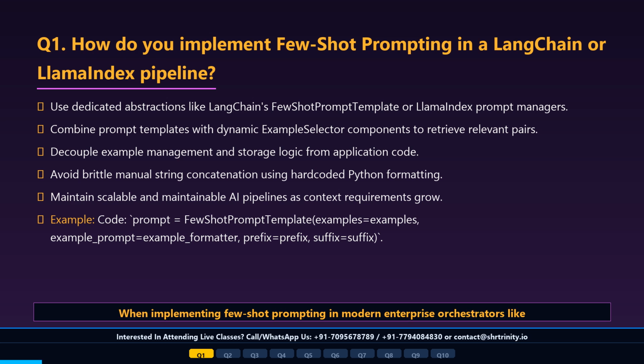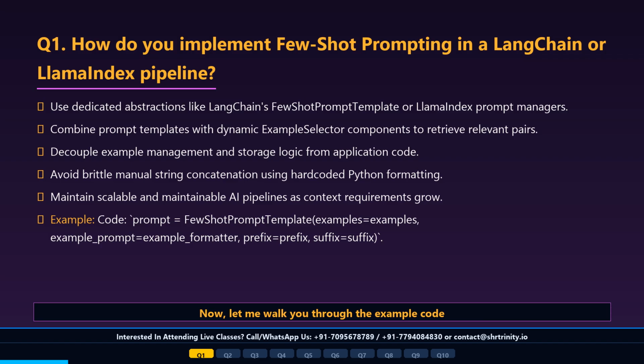When implementing few-shot prompting in modern enterprise orchestrators like LangChain or LlamaIndex, you should avoid manual string concatenation. In Python, hard-coding examples into giant multi-line formatted strings quickly becomes a maintenance nightmare. Instead, frameworks provide dedicated abstractions like LangChain's FewShotPromptTemplate alongside an example selector. The fundamental core concept here is separation of concerns. By decoupling your example bank from your actual application logic, you gain the ability to store examples in external JSON files, databases, or vector stores, and dynamically pull them when a user submits a query.